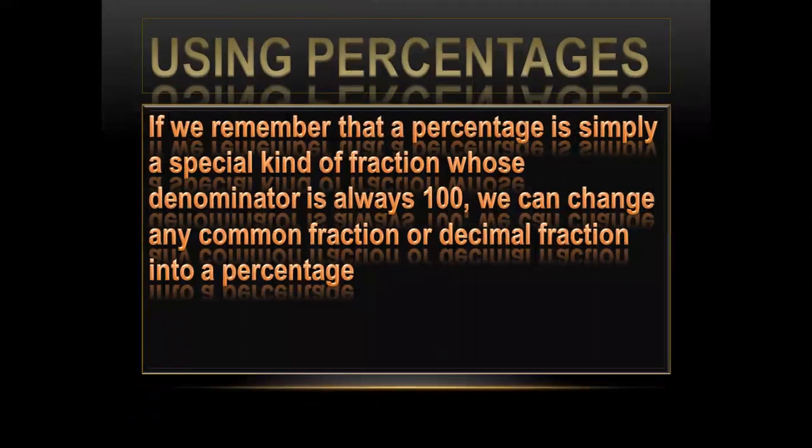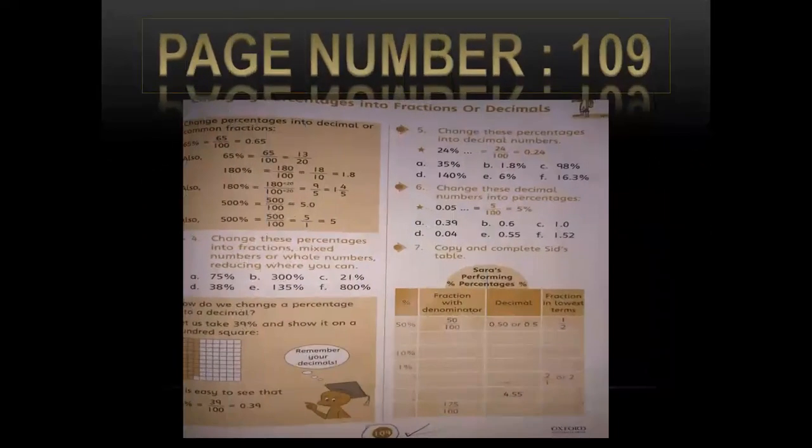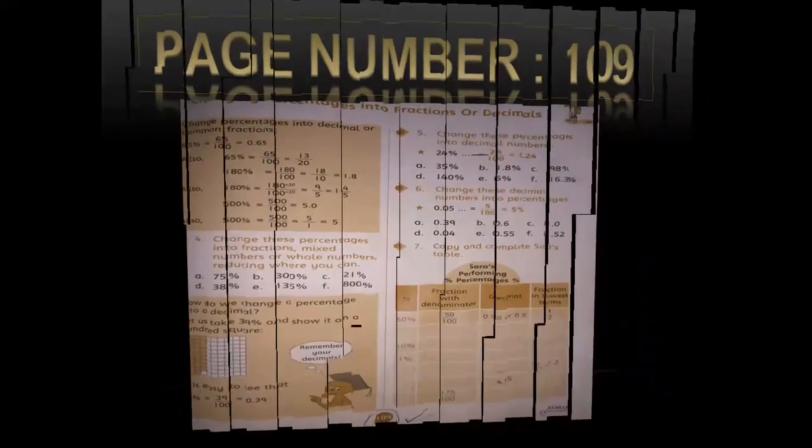Now we have page 109, and 109 is about changing percentages into fractions or decimals. If you remember, the percentage is simply a special kind of fraction whose denominator is always 100. We can change any common fraction or decimal fraction into a percentage. There are four questions on this page: Questions 4, 5, 6 and 7. 4, 5 and 6 are included.